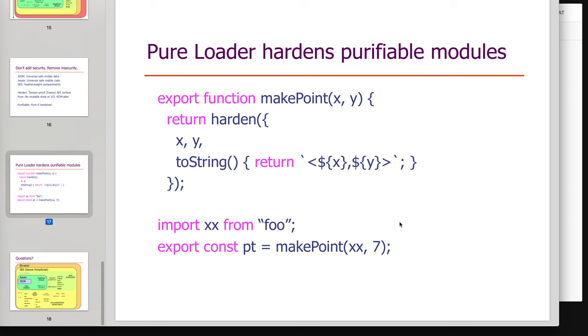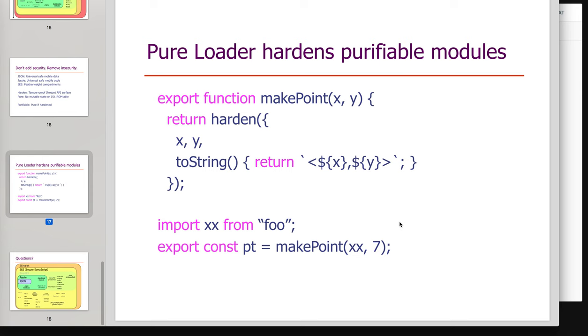Okay, so maybe I'm missing one part here, where it sounds like you're saying that harden, the function, when we're calling harden, it's hardening the arguments x and y. Is that correct? It's hardening the argument to harden, which is the object literal.